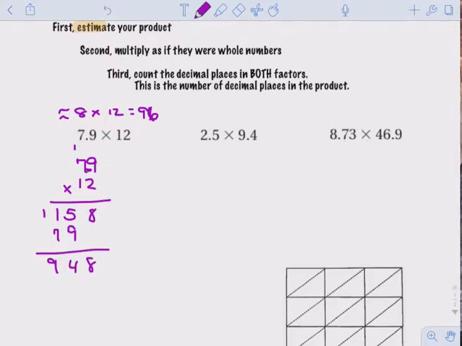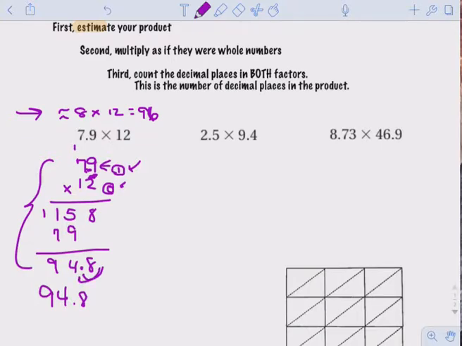So now if we go back and look at this factor here, there's only one decimal place, one number to the right of the decimal point. And here there are no numbers to the right of the decimal point. So we're going to have one decimal place in our answer. So our answer is 94.8. So again, review: estimate, multiply as if they were whole numbers, and then count. And that's how many decimal places are in your answer.